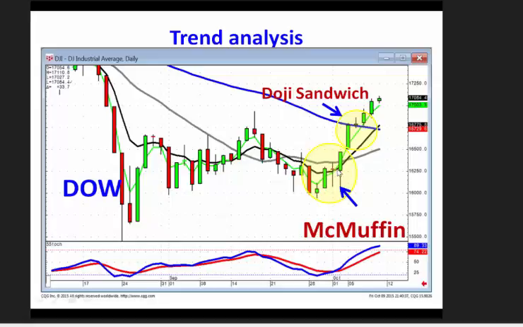There's our doji. The next day we had a same magnitude green candle as this right here, or doji sandwich. So you combine the two, you basically have a morning sandwich or a McMuffin. In either case, the expectation from a morning star signal, if it confirms, is an uptrend. A doji sandwich usually indicates there's going to be more upside.